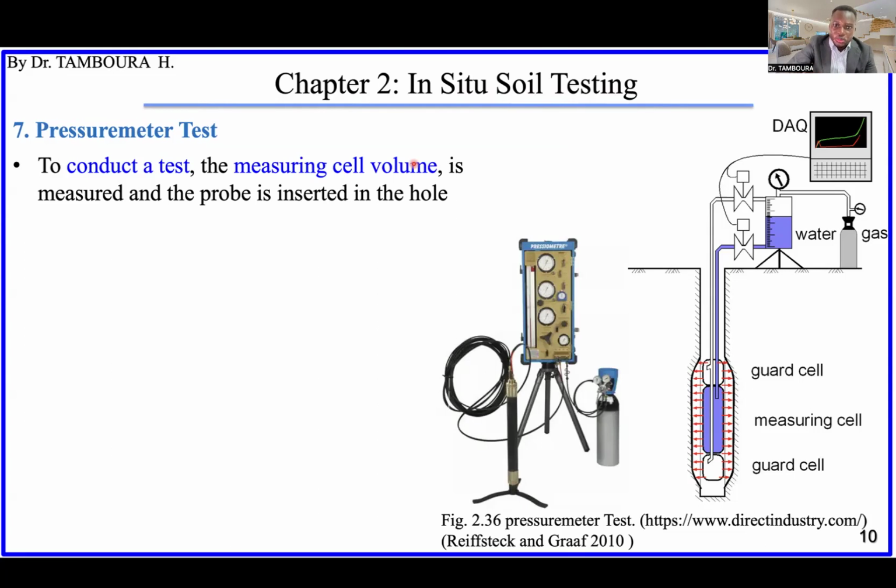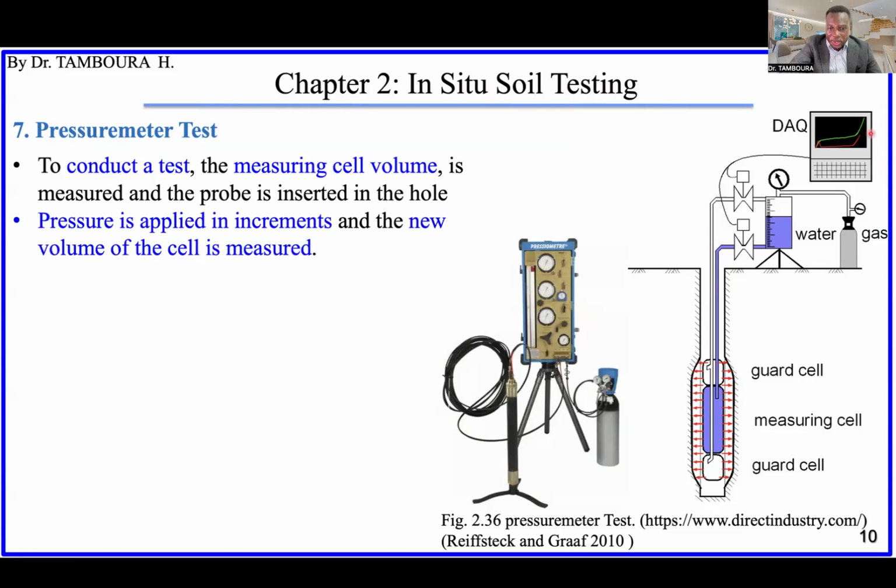and you insert the probe in the boring hole. Like this, you see, initially this hole was this diameter here. You insert the probe. This is the same equipment, right? And here you can see the green line and red line. These are mainly the volume change and the pressure applied.